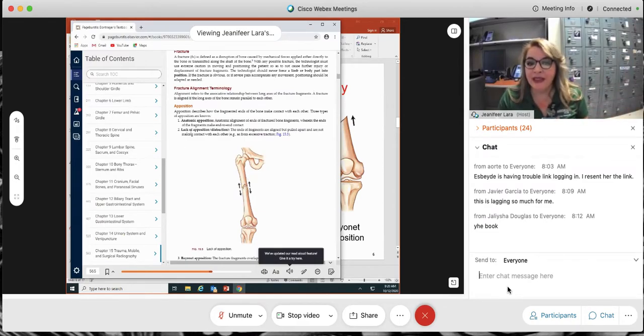Here we have the lack of apposition, meaning bone alignment. The ends of the fragment are aligned, but are pulled apart and are not making contact with each other. So they lack connection.